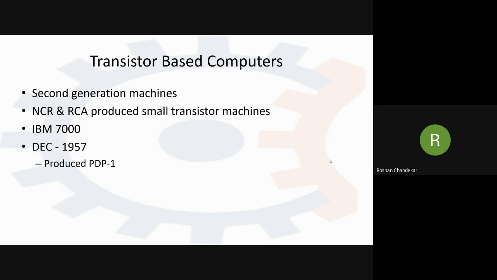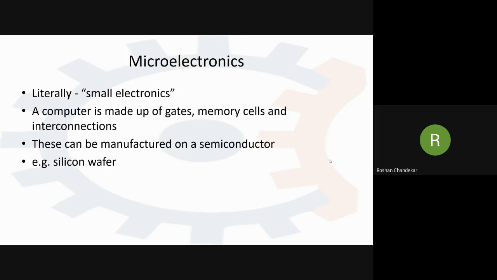In transistor-based computers, the second generation of machines, there were NCR, RCA, small transistor machines, and IBM 7000. In December 1957, the transistor-based computer, the second generation of machine, was produced. Vacuum tubes were replaced by transistors, which are smaller in size, cheaper, and used to store data. That is why we have transferred from vacuum tube to transistor-based computers.